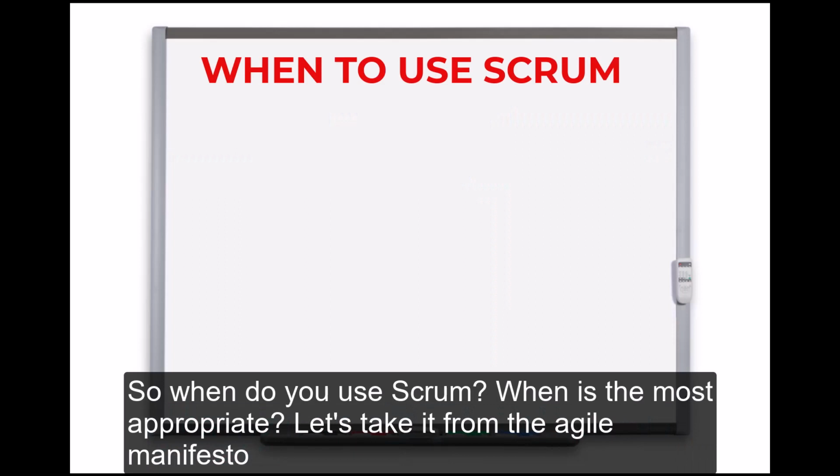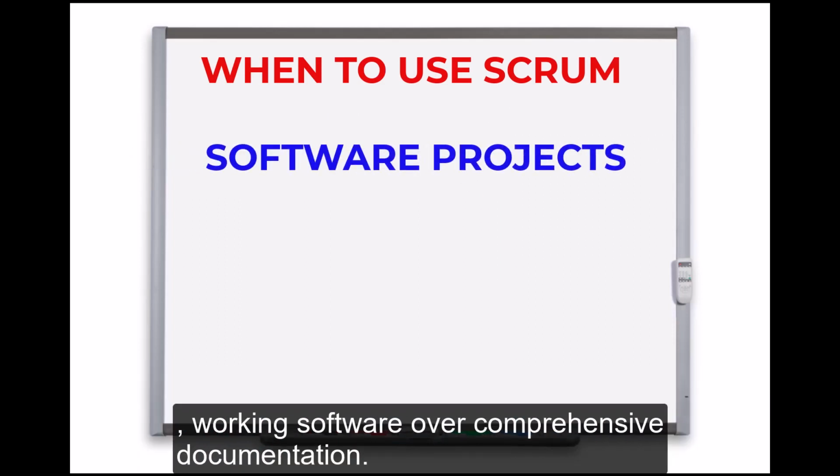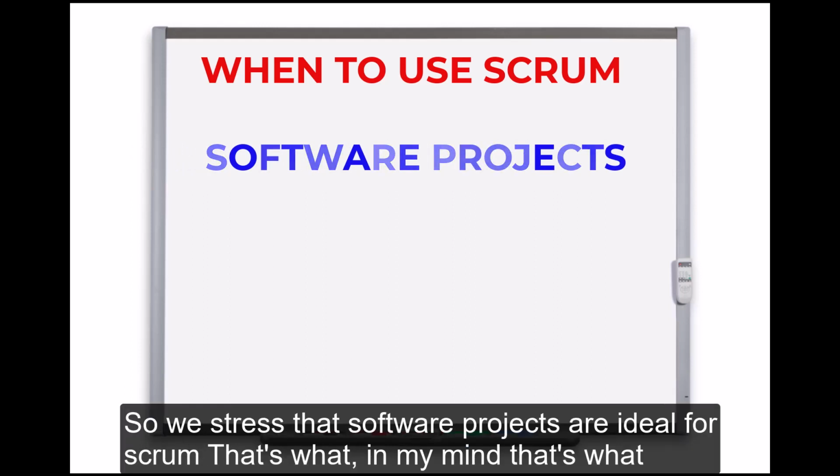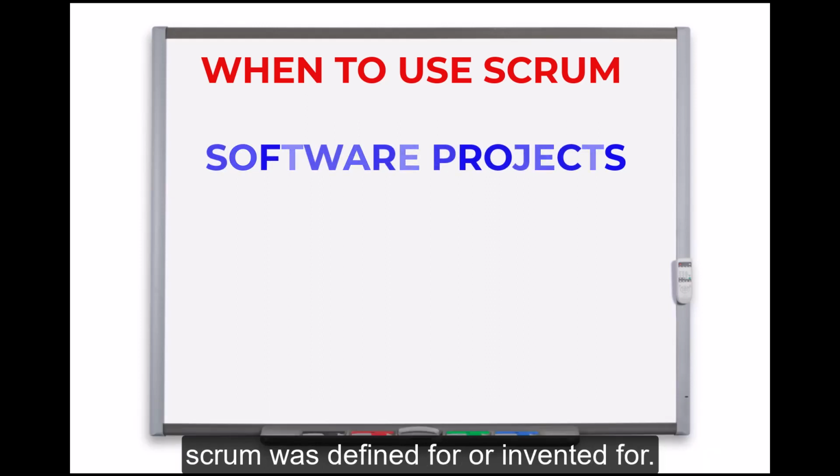So when to use Scrum? When is it most appropriate? Let's take it from the Agile Manifesto. Working software over comprehensive documentation. So we stress that software projects are ideal for Scrum. That's what, in my mind, that's what Scrum was defined for or invented for.